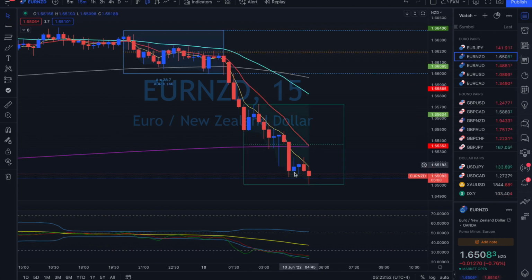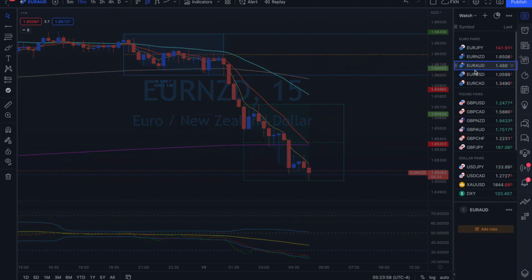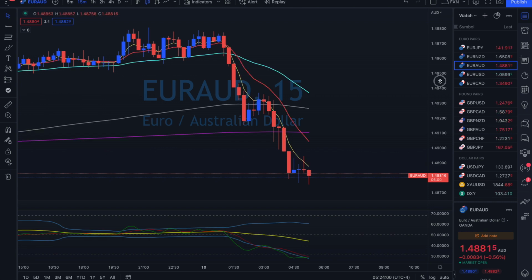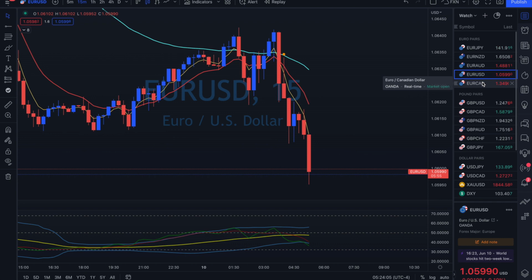So we didn't get a star pattern here on the second leg, so again, we just continue to wait. There's no rush on this. We continue to wait for different setups to develop.